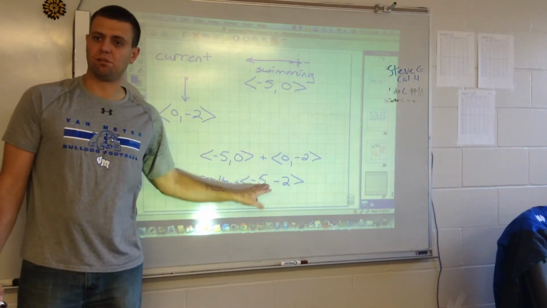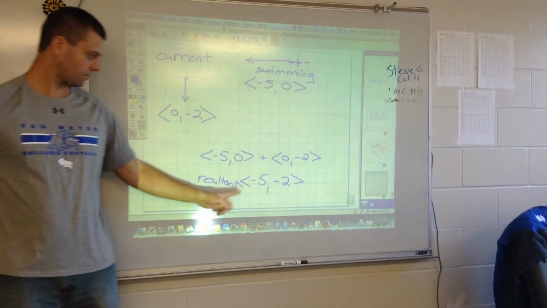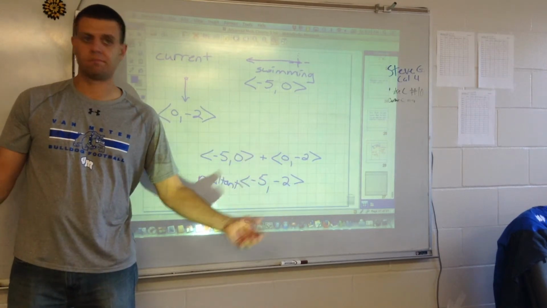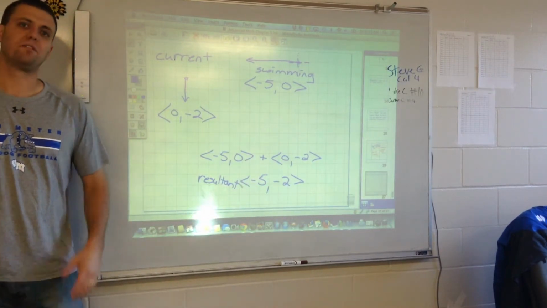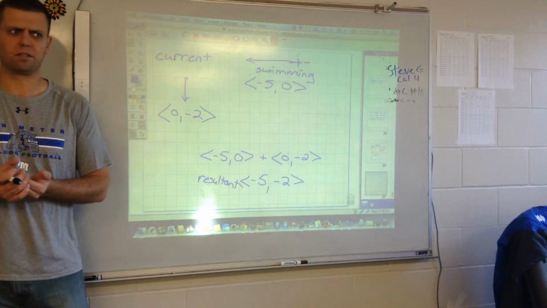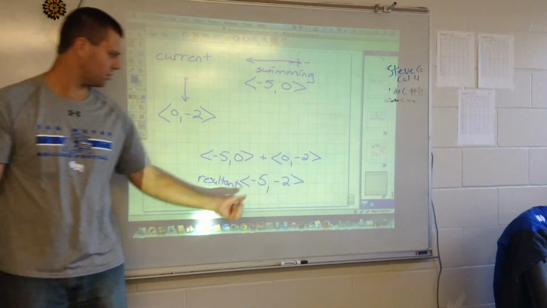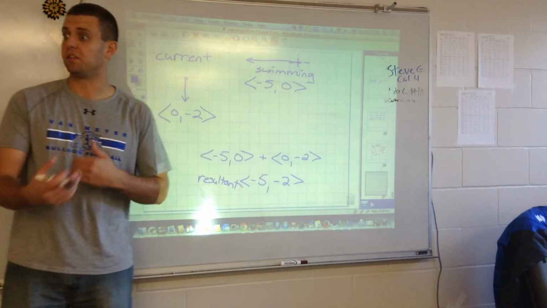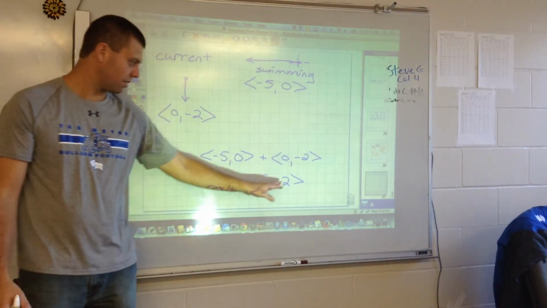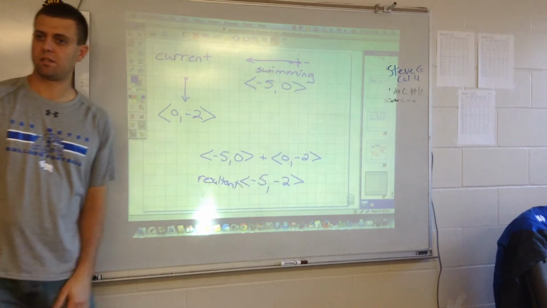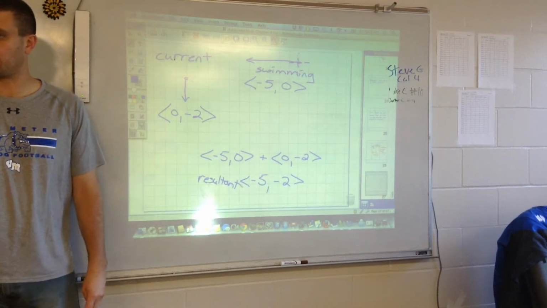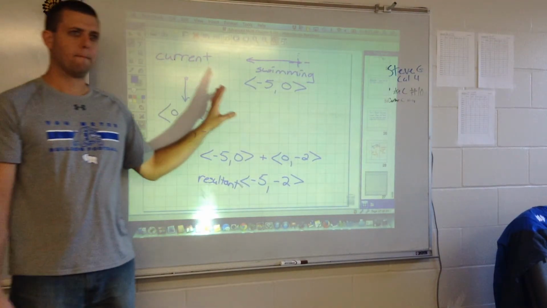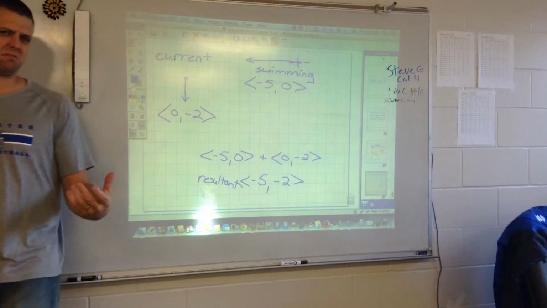To find the magnitude and direction: x squared plus y squared equals r squared, Pythagorean theorem. I meant magnitude; if I said direction, I apologize. To find the magnitude, negative 5 squared plus negative 2 squared equals r squared. Okay, to find the direction, inverse tangent of y over x.